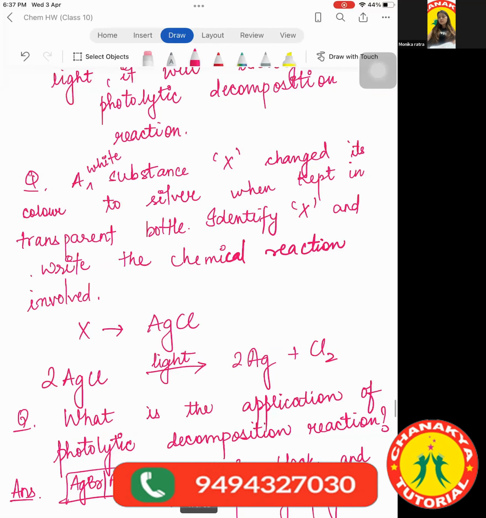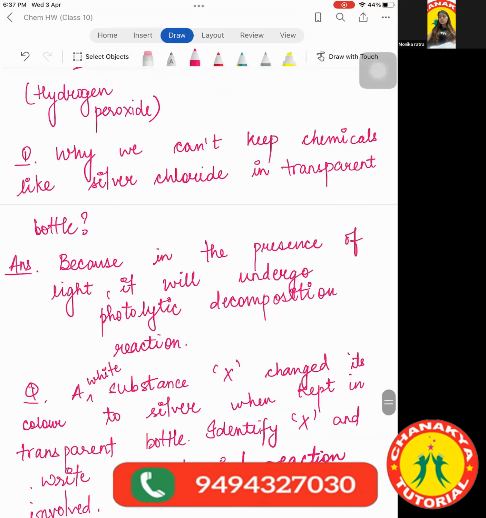And this question I have written: why can't we keep chemicals like silver chloride in a transparent bottle? The question can be turned around: why do we keep silver chloride, silver bromide or hydrogen peroxide in colored bottles? Again, the answer remains the same. We keep them in colored bottles because they can undergo photolytic decomposition reaction.